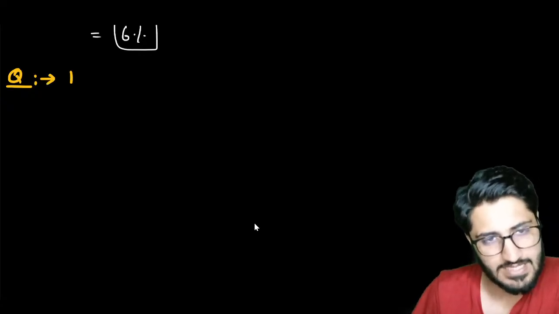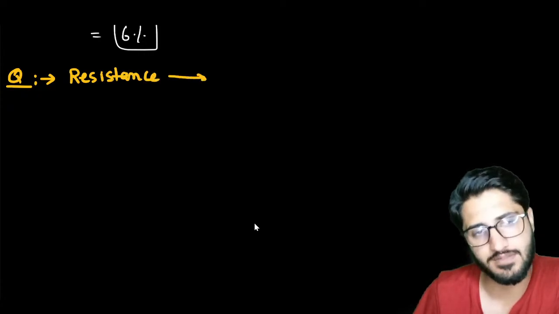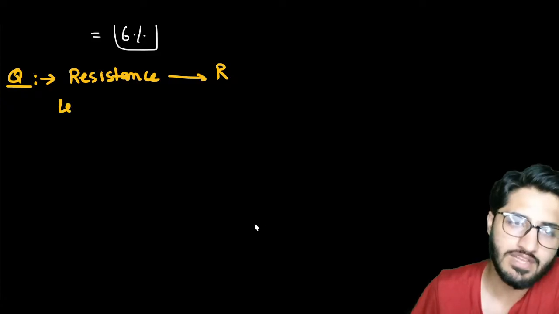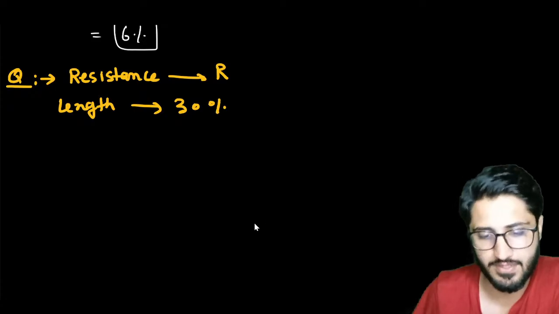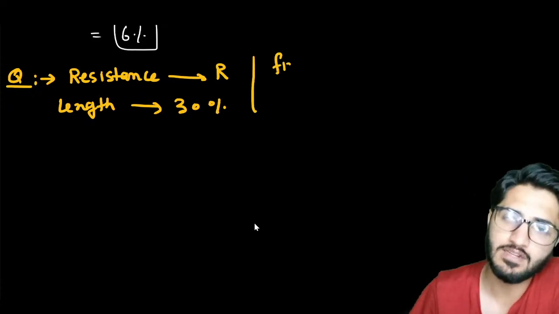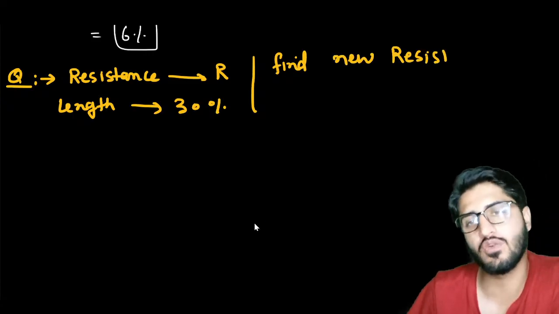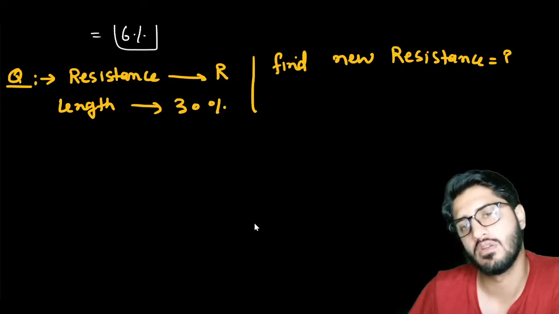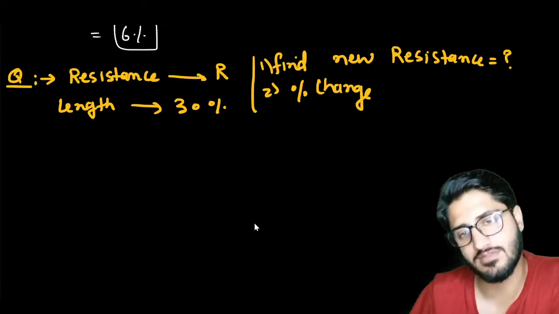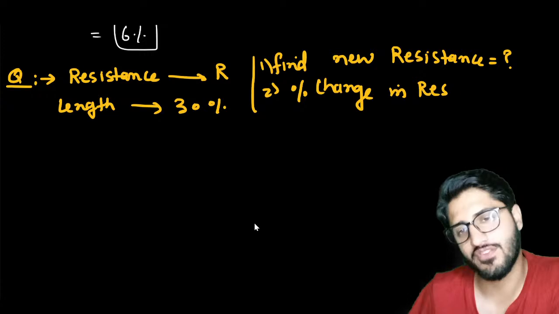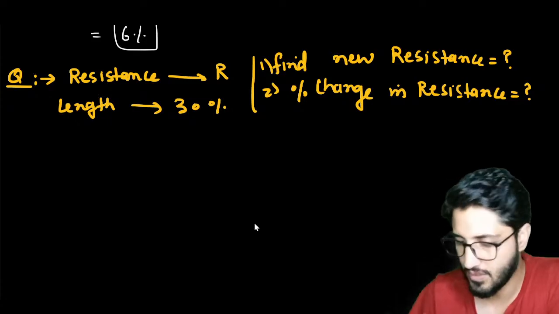My wire is having resistance R. Now we increase my wire's length by 30%. Find the new resistance. That is one thing I need to find. Second part, the percentage change in resistance. These two things I need to find out. Look how we can do it.